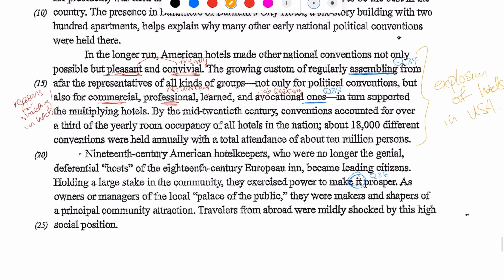All right, 19th century American hotel keepers who were no longer the genial, deferential hosts of the 18th century European inn became leading citizens. Holding a large stake in a community, they exercise power to make it prosper. As owners or managers of the local palace of the public, they were makers and shapers of a principal community attraction. Travelers from abroad were mildly shocked by this high social position. So here we have these hotel keepers, people who make sure the hotel is run efficiently and effectively, now being leading citizens. So they got a lot of power.